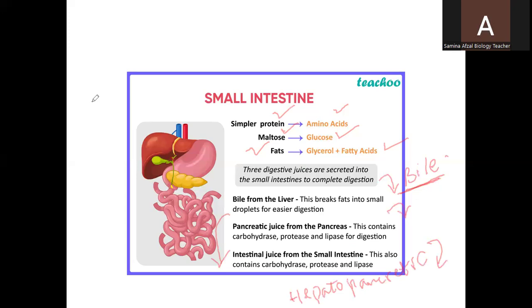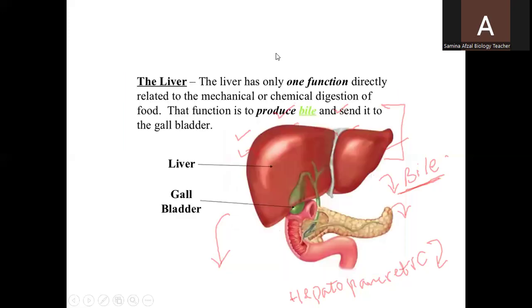So in the small intestine, the larger food molecules, protein or polypeptides, maltose or carbohydrates, fats or lipids, are broken down into their simplest units as amino acids, glucose, glycerol, and fatty acids. Because these secretions, which are bile and pancreatic juice, help with these three different types of enzymes, which we will discuss in the next slide.